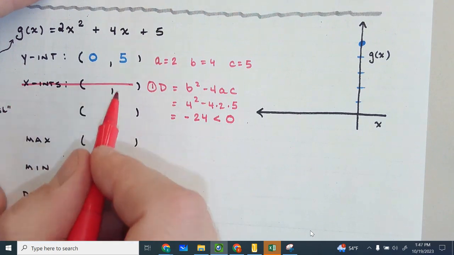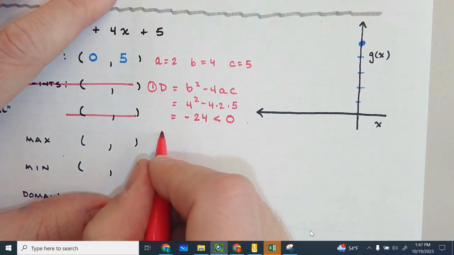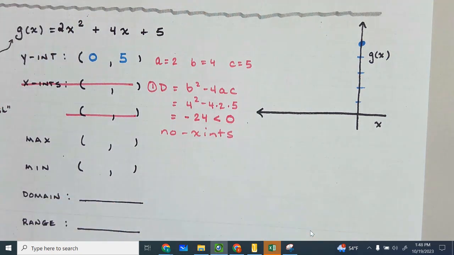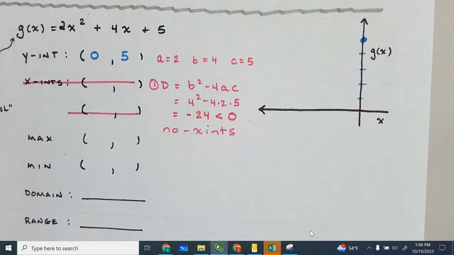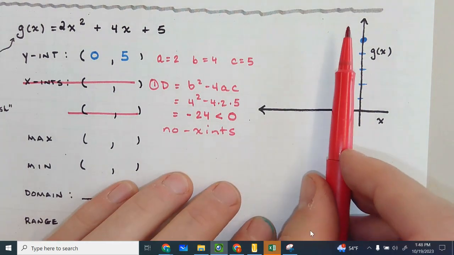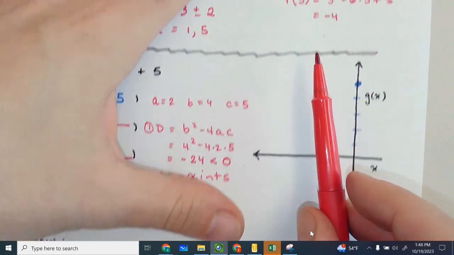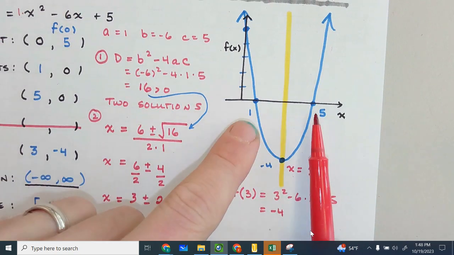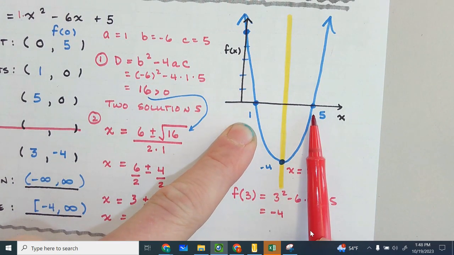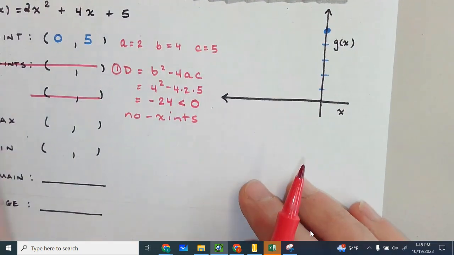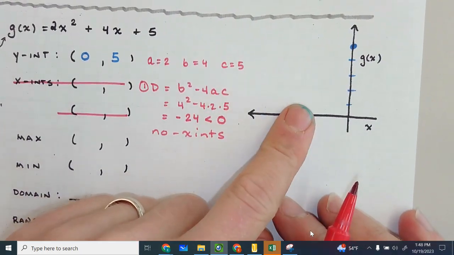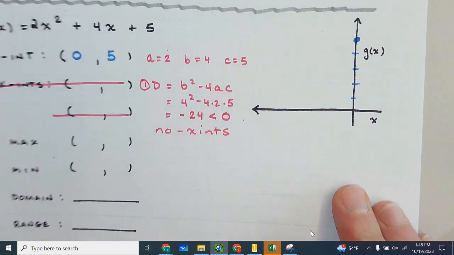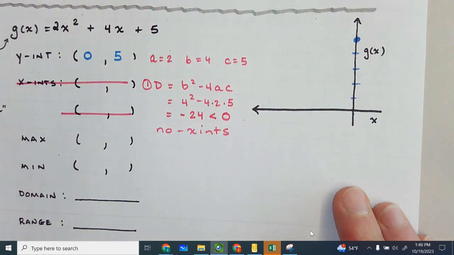So cross this off, no x-intercepts. All right, but I still want you to be able to draw the graph, which means we still need to be able to find where that axis of symmetry is. You'll recall that on the last problem, we figured out the axis of symmetry was at 3 because it was halfway in between the x-intercepts. Well, we don't have x-intercepts in this case, so we need another method for finding that axis of symmetry.